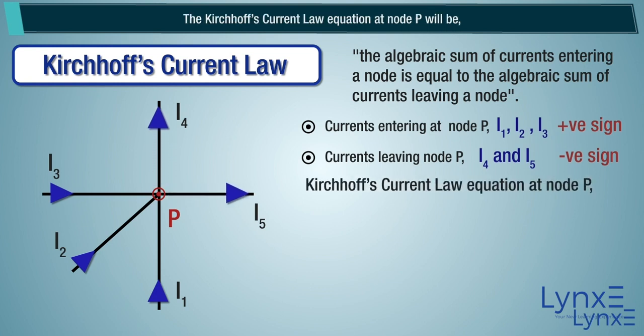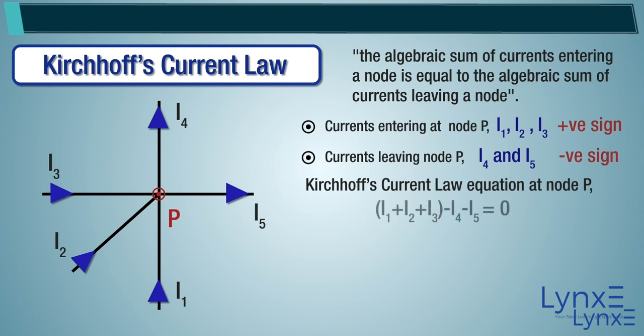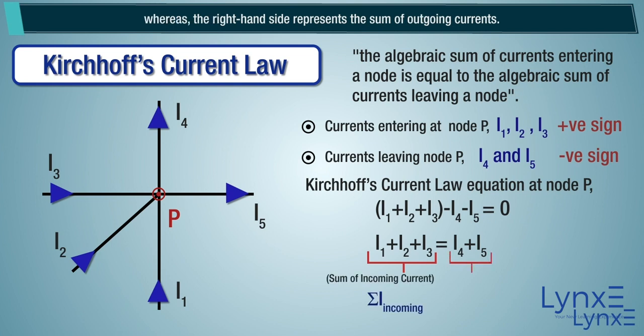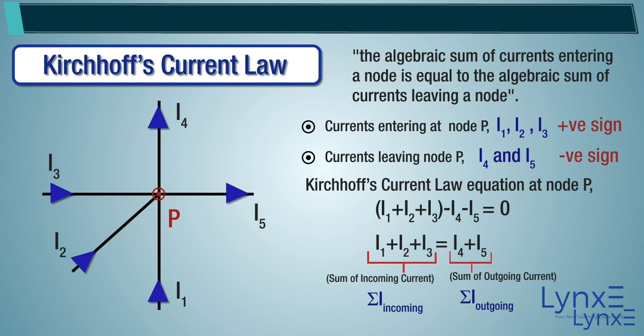The Kirchhoff's current law equation at node P will be I1 plus I2 plus I3 minus I4 minus I5 equals 0. That is, I1 plus I2 plus I3 equals I4 plus I5. Here, the left-hand side represents the sum of incoming currents, whereas the right-hand side represents the sum of outgoing currents. Sigma I incoming equals sigma I outgoing.